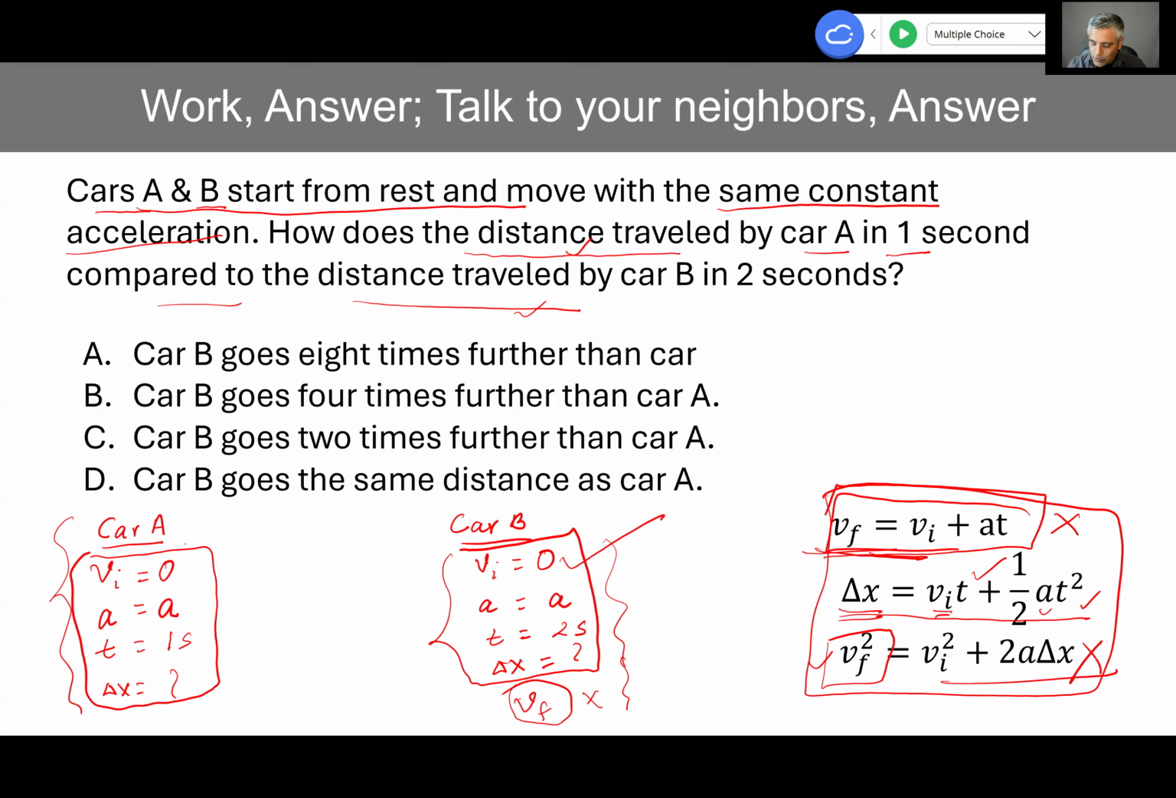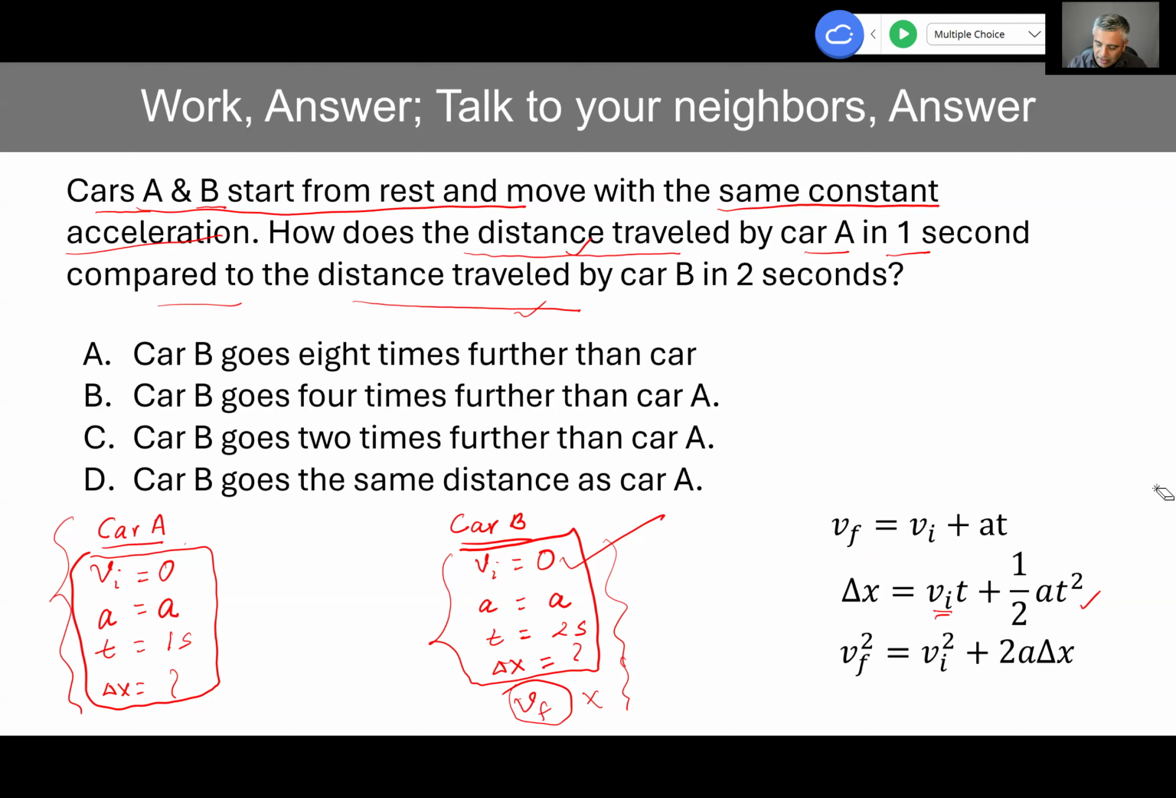Okay. So once we have that, we decided, okay, we want to choose this equation, the second equation in this list. So that means now I want to look at it closely. So first, what I like to do is, okay, VI is 0. So that means I don't have to worry about this term. So basically, this equation becomes just this once the initial velocity is 0.